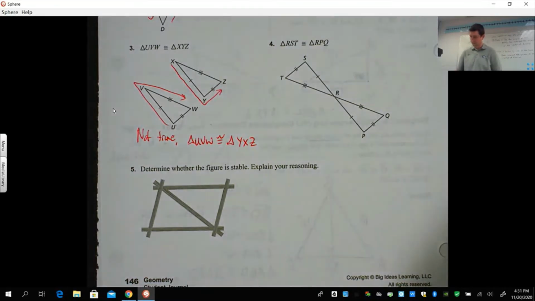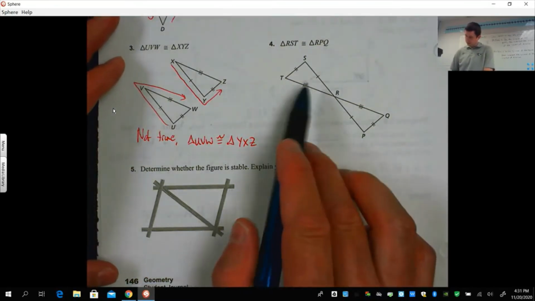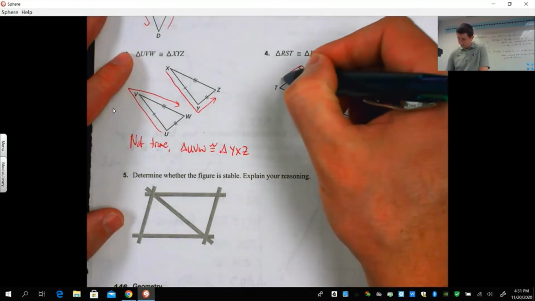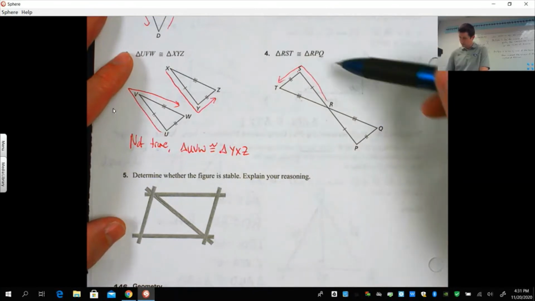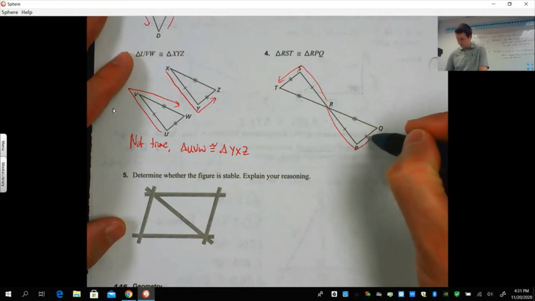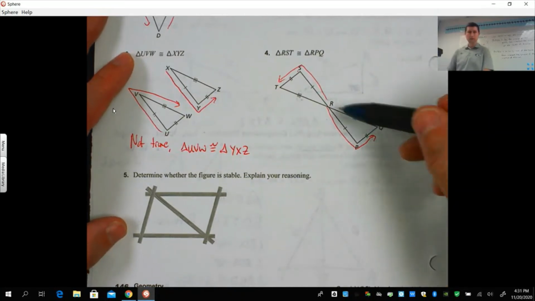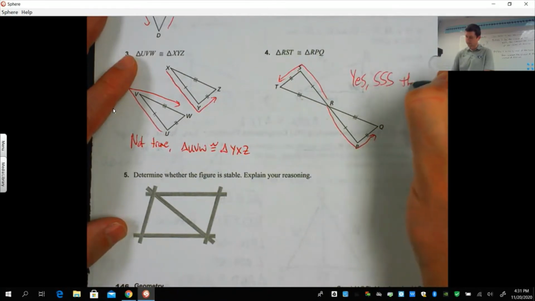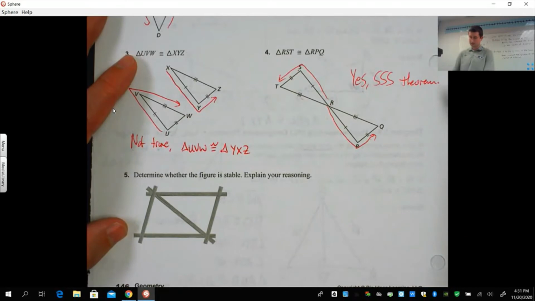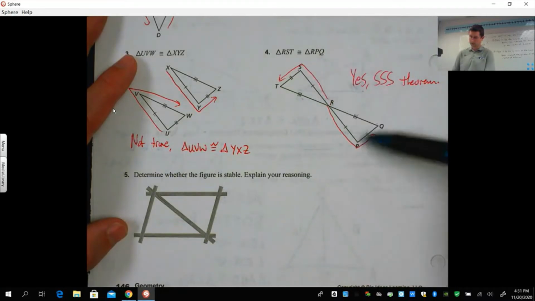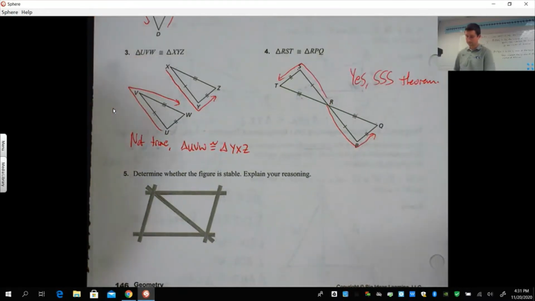Okay. And finally, RST. RST, so RST, one side, two sides, three sides. Triangle RPQ. RPQ, like that. One side, two sides, three sides. That looks to be in the right order. Yes, and that's the side, side, side congruence theorem. It would not have been right if they said RQP, because Q doesn't match up with S. But RPQ, S matches up with Q, we're okay then.